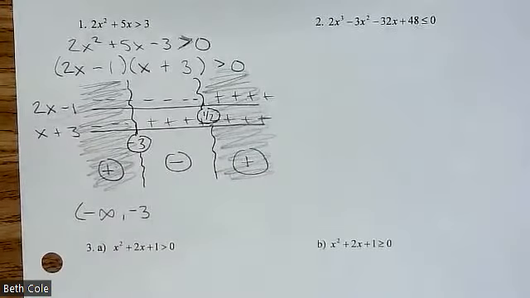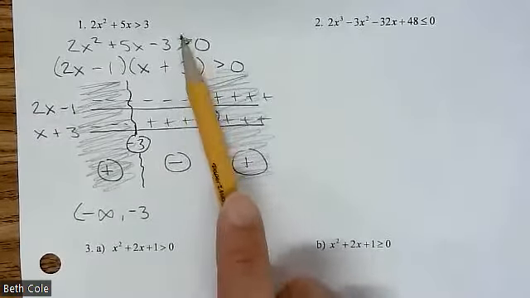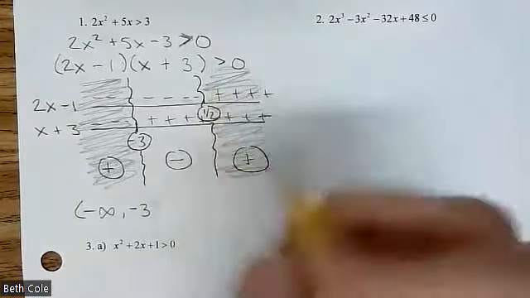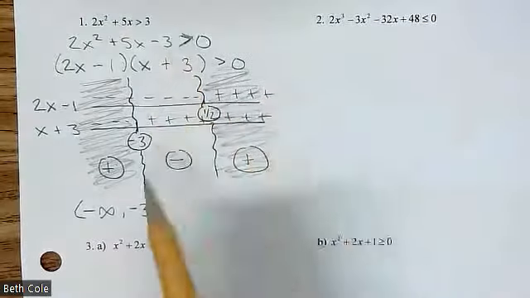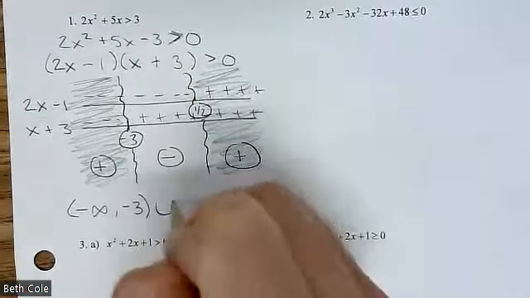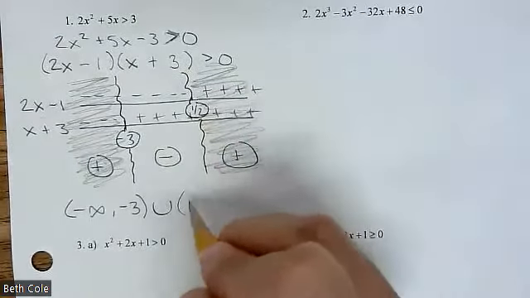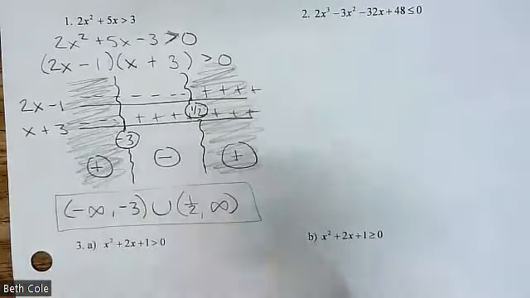And then we're going to have the bracket versus parenthesis conversation. And again, it comes back to this symbol. What do you think? Brackets or parentheses? Good, because there's not an equal. So you want parentheses. If there was an equal to there, then you would put a bracket. All right, union. And then we want this section over here, which would be 1/2 to infinity. And then that is your answer.